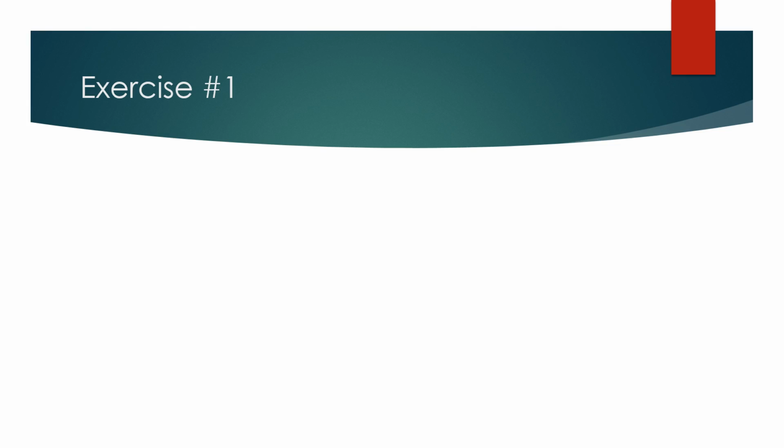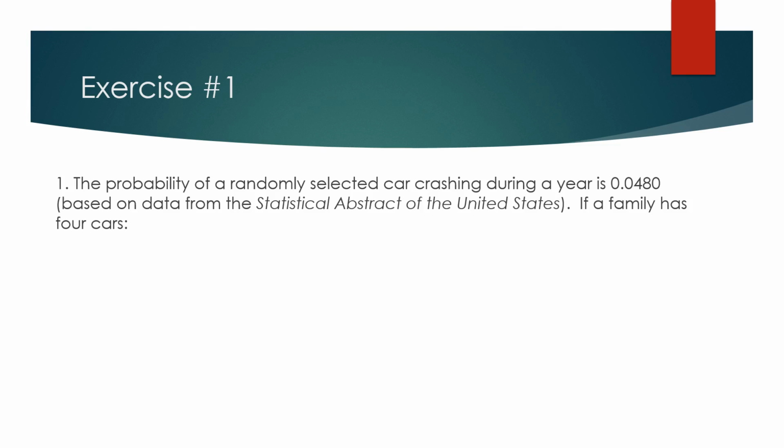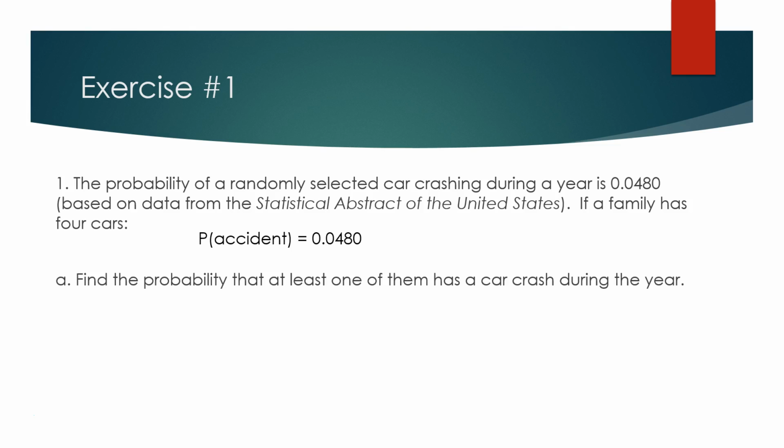Let's look at an example. The probability of a randomly selected car crashing during a year is 0.0480, based on data from the Statistical Abstract of the United States. If a family has 4 cars, the probability of an accident for one of the cars is 0.0480. Find the probability that at least one of them has a car crash during the year.